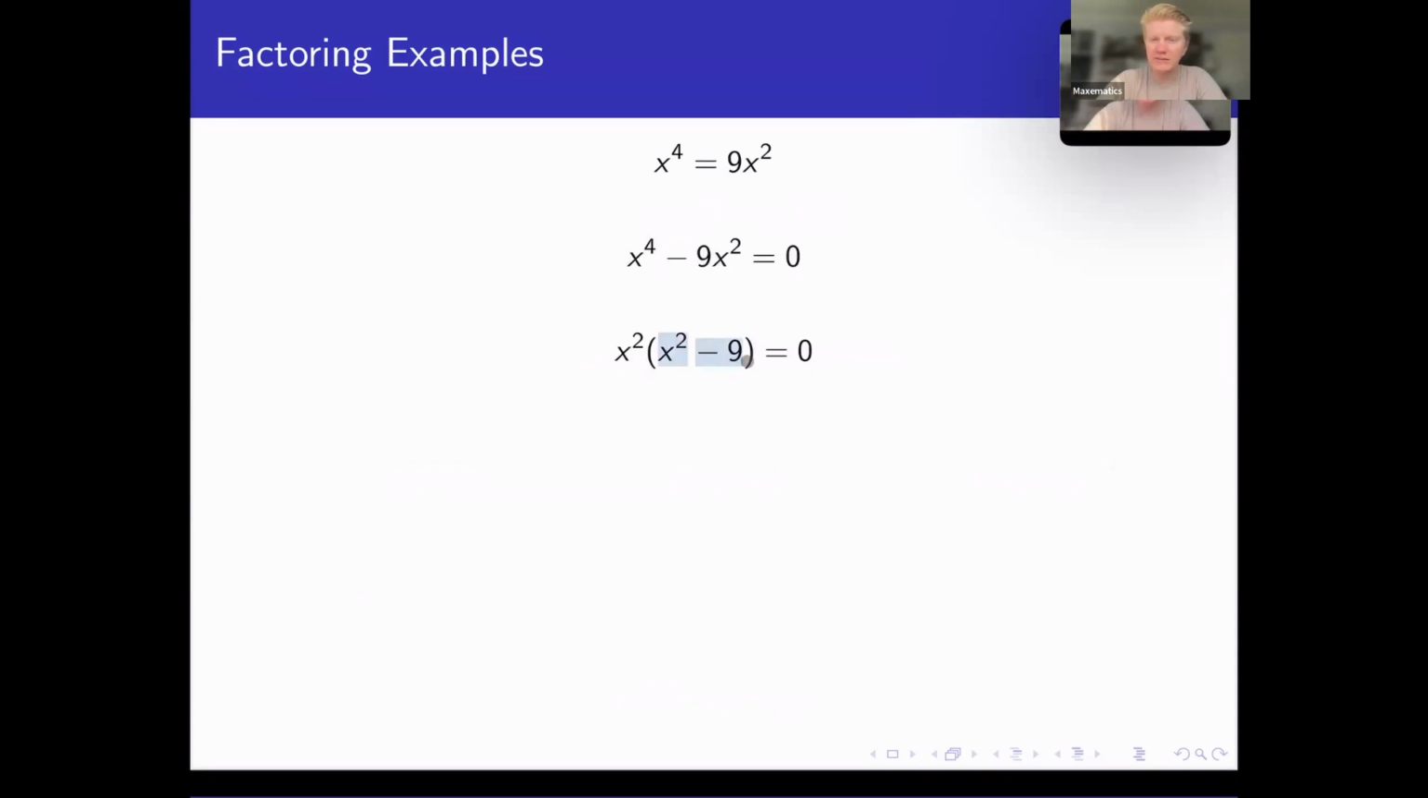Then x squared minus 9. We can make that x plus 3, x minus 3, difference of squares. And now we again have 3 things that are multiplied to 0. So let's set each one equal to 0.